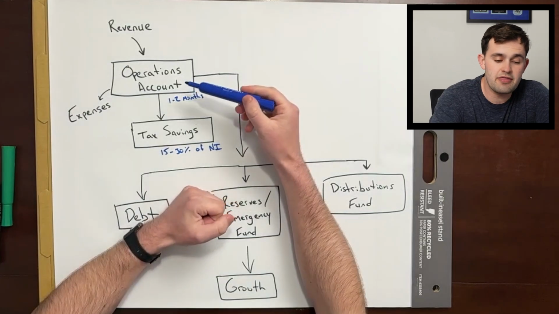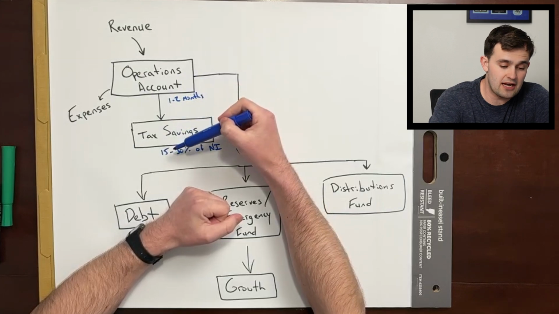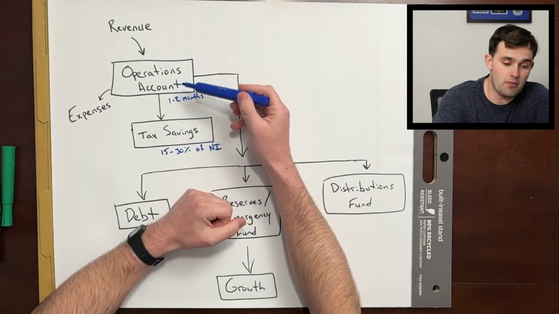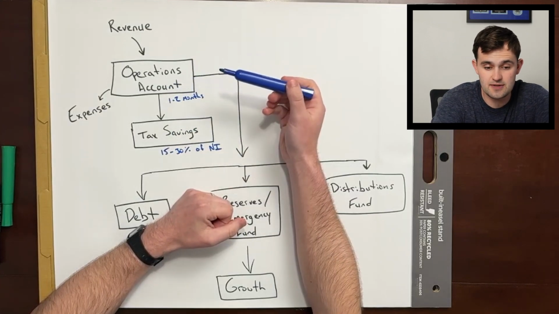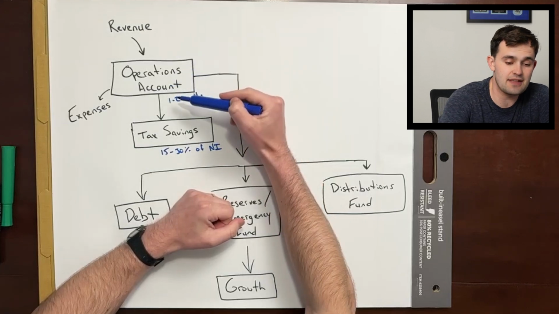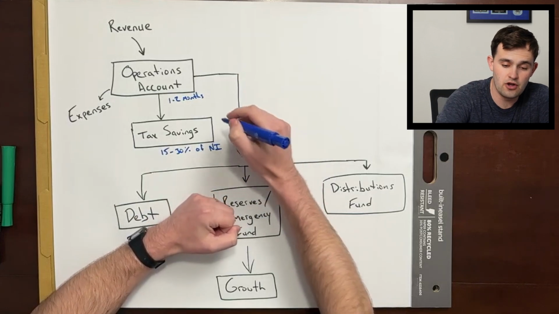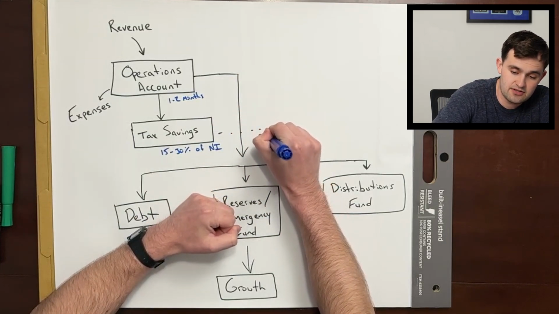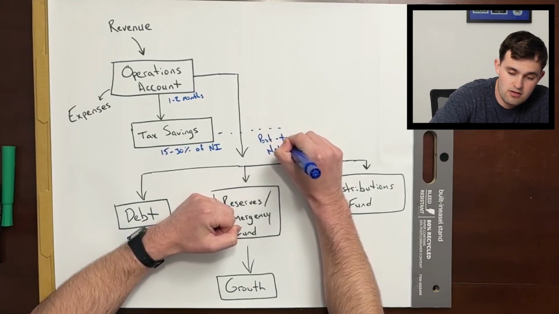taxes. We want to think of the operations account like a bucket. And so once we've set aside 15 to 30% of our net income for taxes, and we've filled up our operations bucket to whatever threshold we establish for ourselves, say 1 month's expenses, everything in excess of that is going to overflow the bucket and flow down into the next level of the waterfall. We're going to call that post-tax net income.